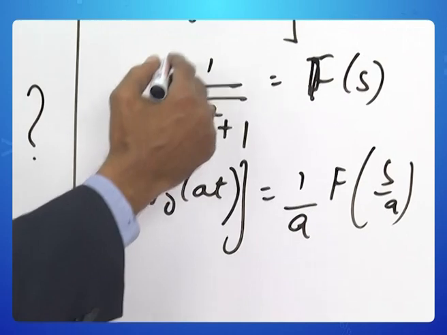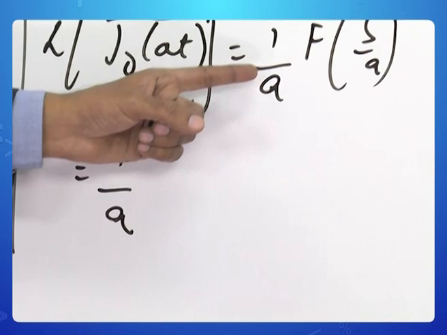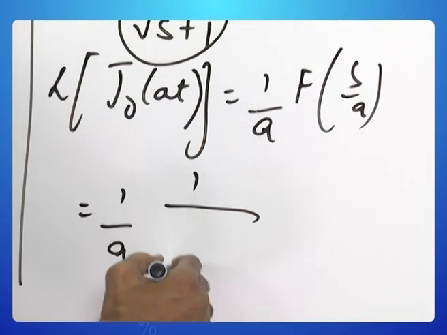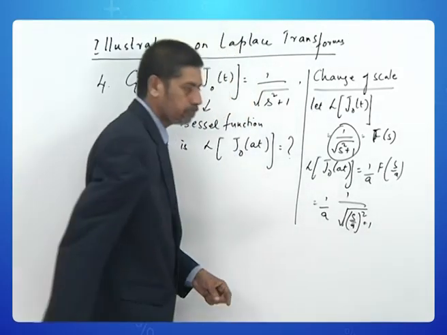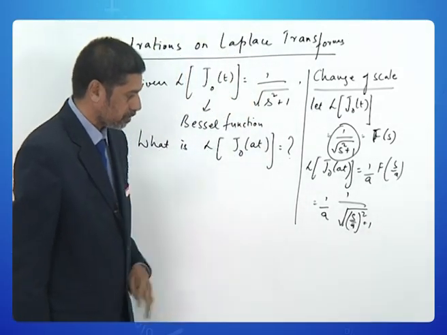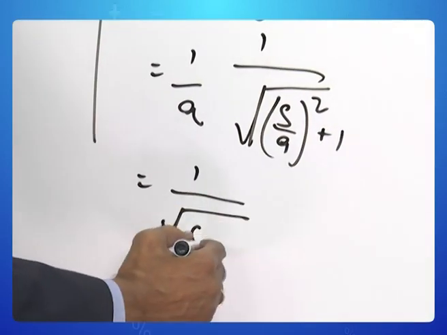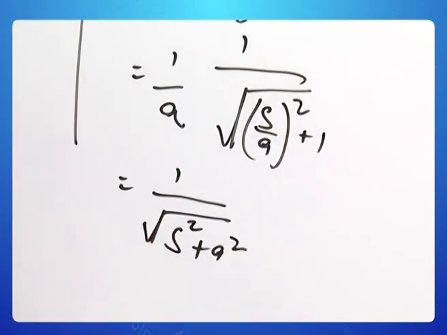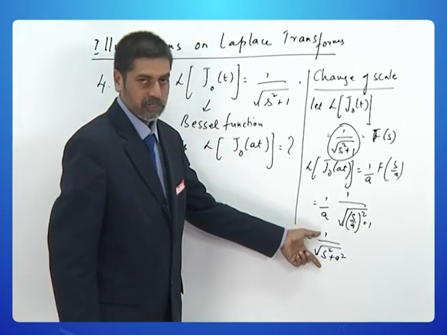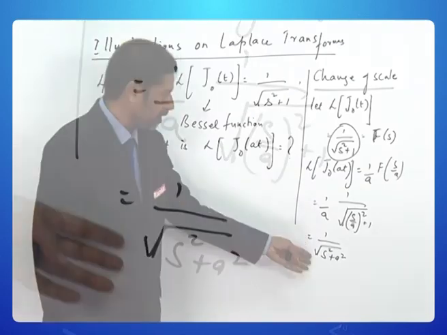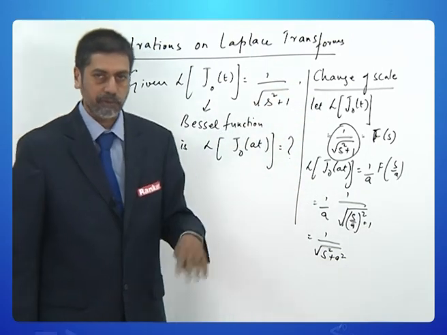So in this output, you introduce a 1 by a because that is required, into 1 by square root of (s by a) whole square plus 1. Right? So the property has been applied. Simplify and you will get 1 by square root of s square plus a squared. So the Laplace transform of J0at is 1 by root of s square plus a square. In fact, students, remember this directly.